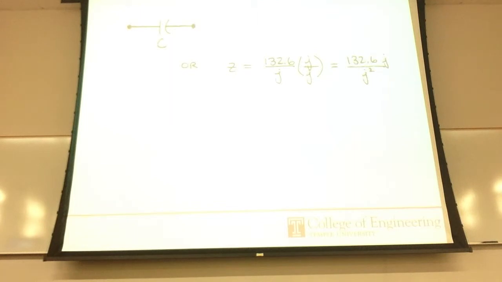So what do you think would be the value of Z? It would be negative 132. Absolutely, you're correct, because J squared is minus 1, and therefore that would be the value of your impedance. The unit for impedance is ohm, because it's actually a resistance.